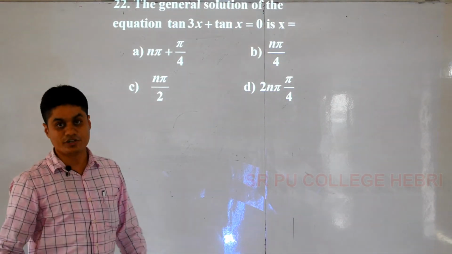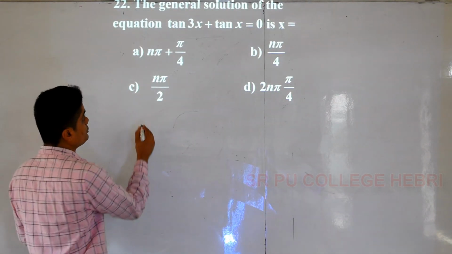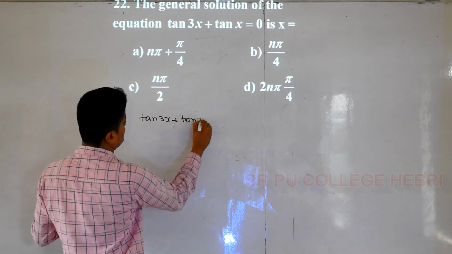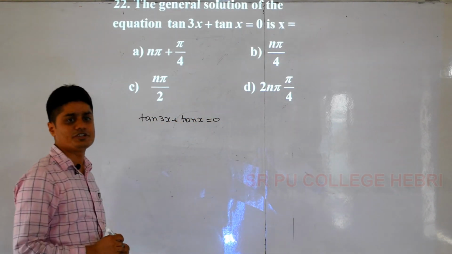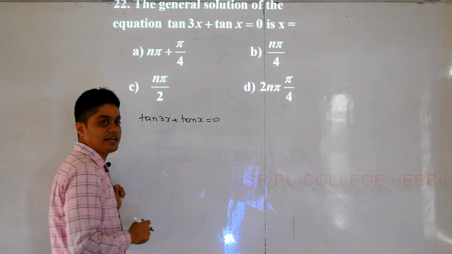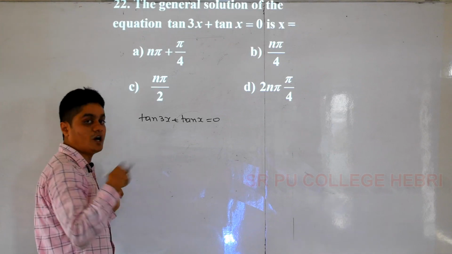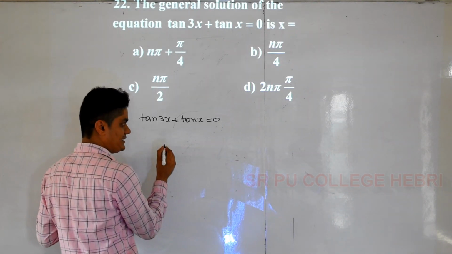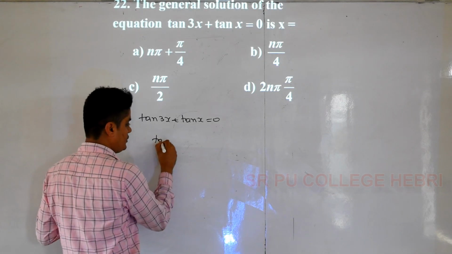What is the next question? The general solution, trigonometric question. The general solution of the equation tan 3x plus tan x is equal to 0. Remember the general solution concept. Very good. So tan 3x plus tan x is equal to 0. We have to find out all possible values of x which satisfy this equation. Do you remember the method? Okay, fine. If you don't remember, I'll explain.